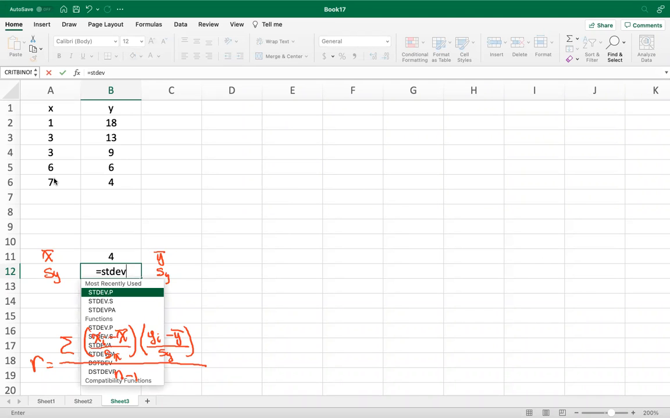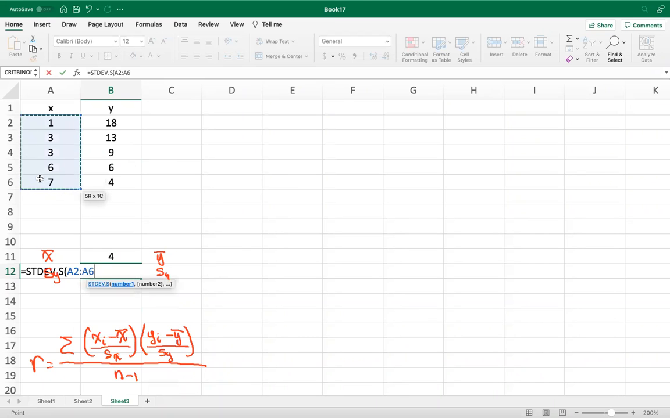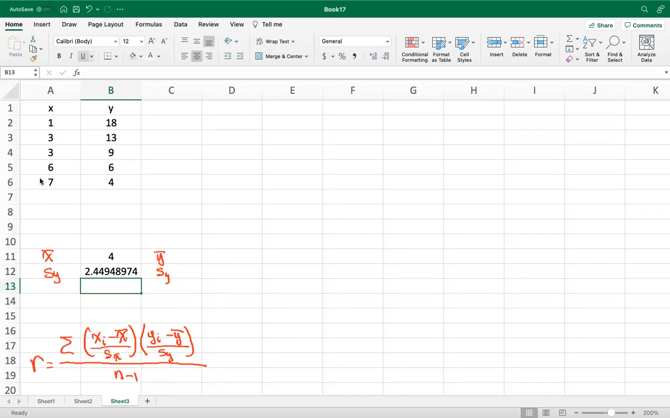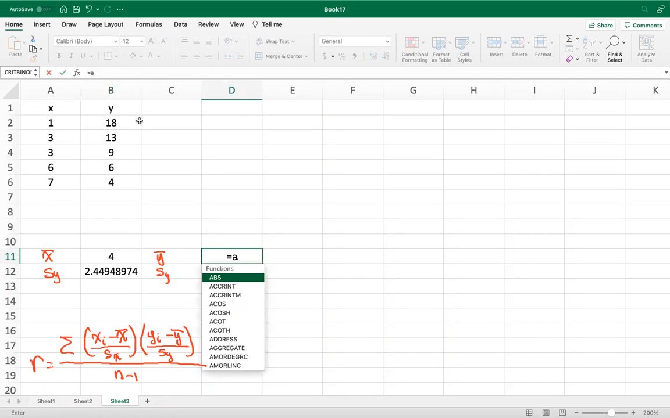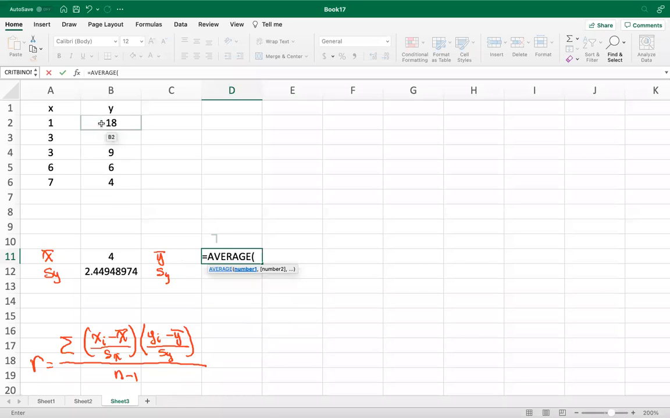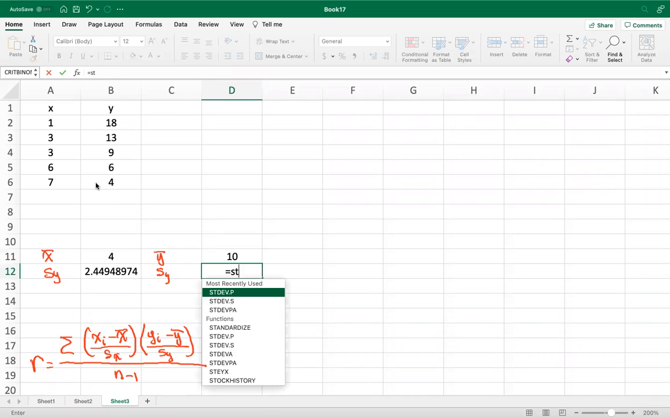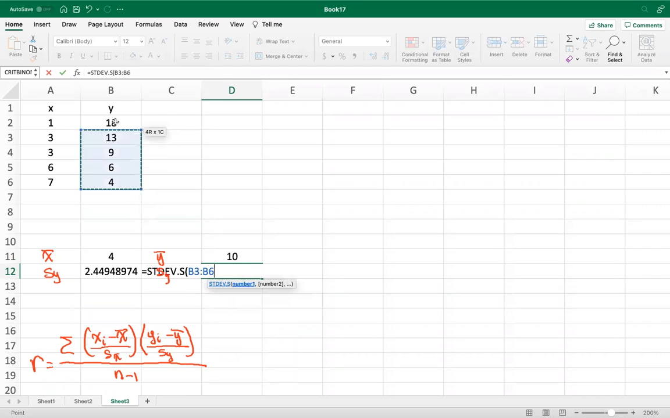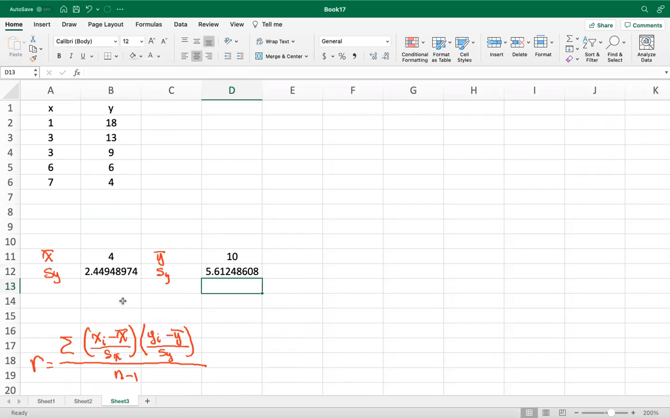S sub x is equal to the standard deviation. So STDEV. Ooh, but is it the standard deviation of the population or the standard deviation of the sample? It's going to be the standard deviation of the sample because this is a sample set. It's just a sample of the data. Right here, y bar is going to be the average of the y values. And here, this is going to be the standard deviation of the sample, not population, of the y values. All right, so we have those.